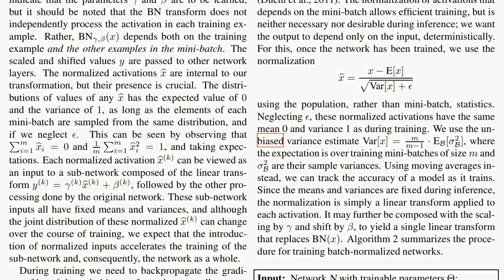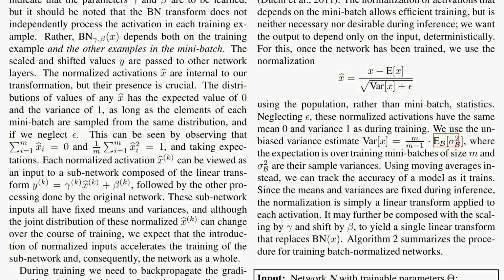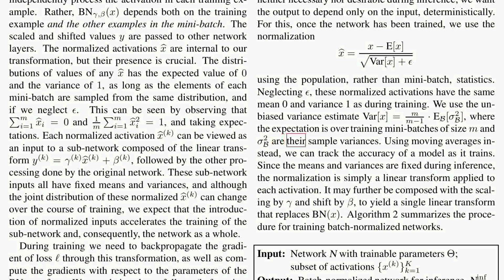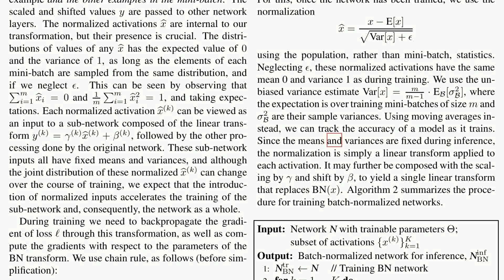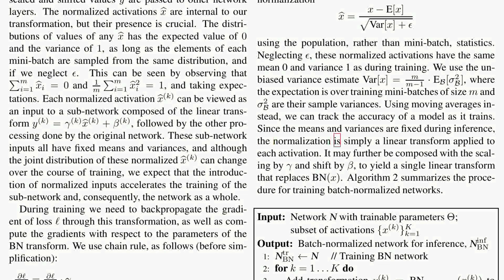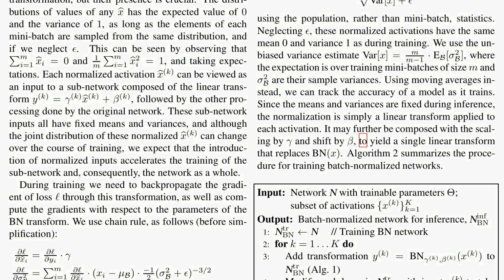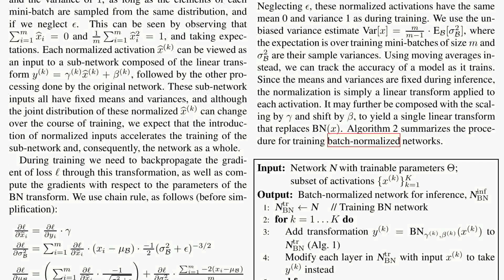We use the unbiased variance estimate Var[x] = m/(m−1) · E_B[σ_B²], where the expectation is over training mini-batches of size m and σ_B² are their sample variances. Using moving averages instead, we can track the accuracy of a model as it trains. Since the means and variances are fixed during inference, the normalization is simply a linear transform applied to each activation. It may further be composed with the scaling by γ and shift by β to yield a single linear transform that replaces BN(x). Algorithm 2 summarizes the procedure for training batch normalized networks.